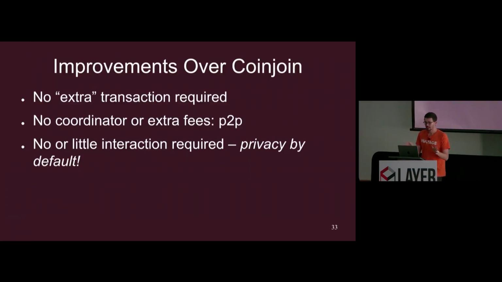So immediately, Payjoin has some improvements over Coinjoin. There's no extra transaction required, right? With Coinjoin, you basically have to go out of your way to construct a transaction just to receive privacy, right? There's no coordinator or extra fees. This is completely peer-to-peer between sender and receiver. And there is no or little interaction required. So what we're aiming for, especially from a UX perspective, would be privacy by default, right?